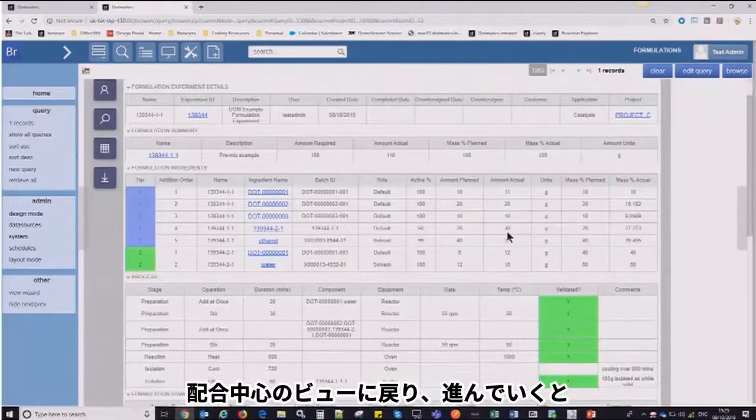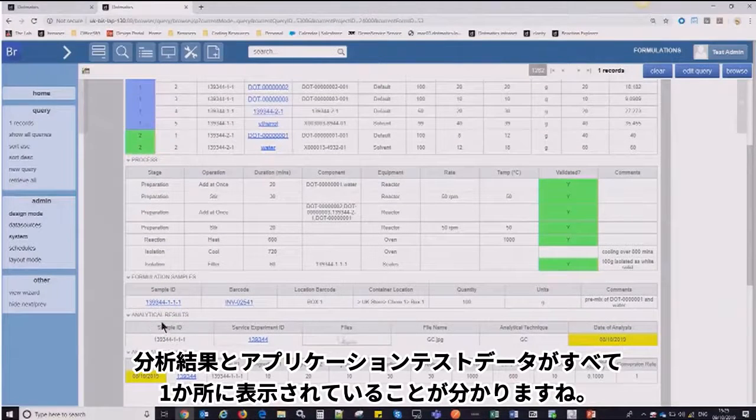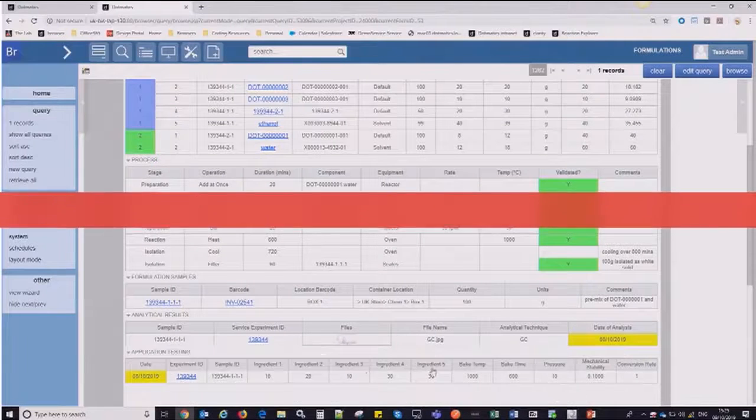If I jump back just to the formulation-centric view and move on, we've also got the information for the analytical results and the application testing data all in one place.